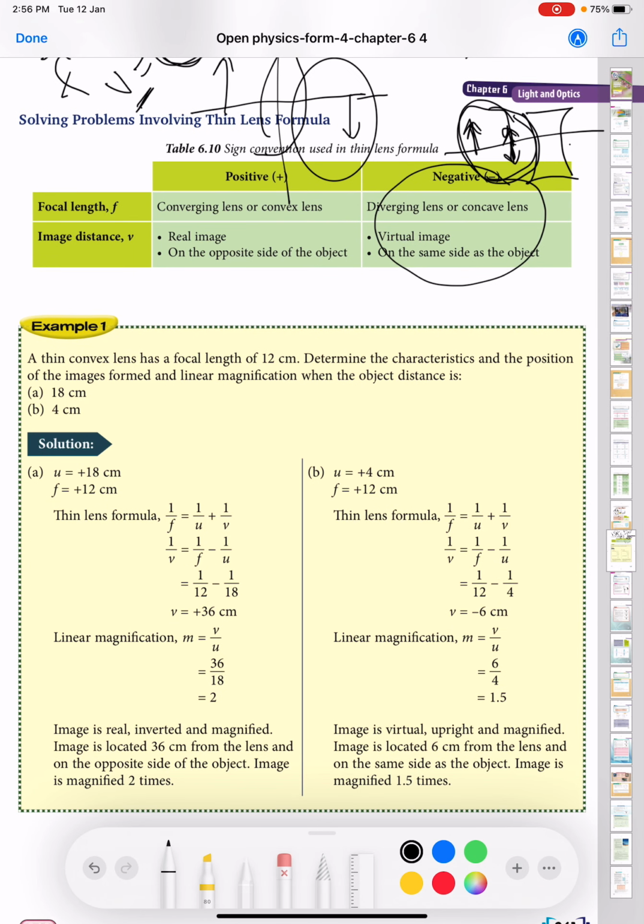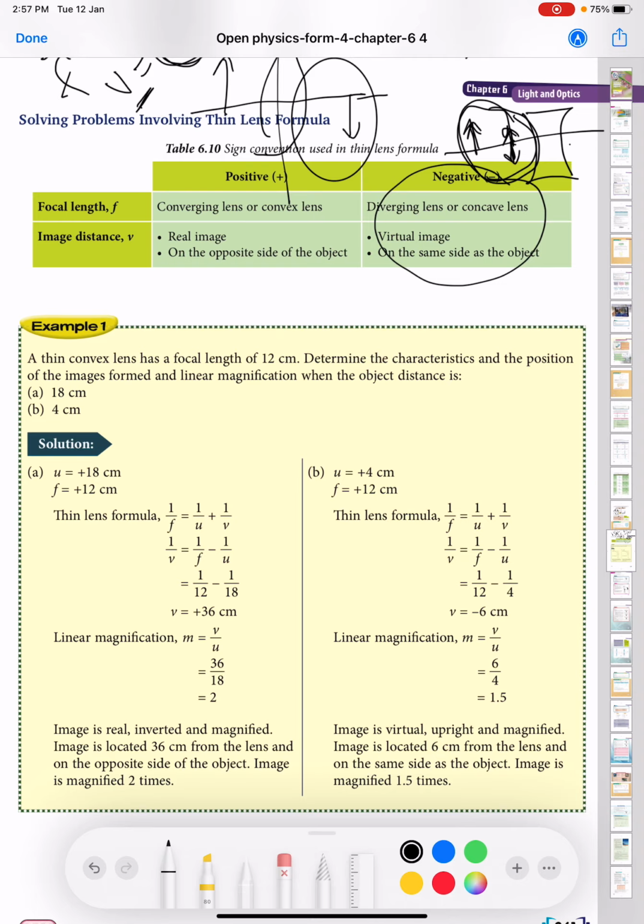So check example 1. Okay, a thin convex lens has a focal length of 12. Determine the characteristic and the position of the images formed and the linear magnification when the object distance is 18 cm. That means there is not just a thin lens formula, there is also a linear magnification formula, because the question asks you more than one thing.